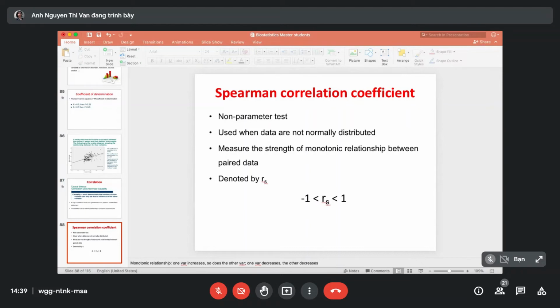Yeah, you are partly right. But continue, okay? Continue. Yeah, you tell me one case when one variable increases, the other also increases too. That is one case, but it's not all about the monotonic relationship. What is a monotonic? What is a monotonic relationship?